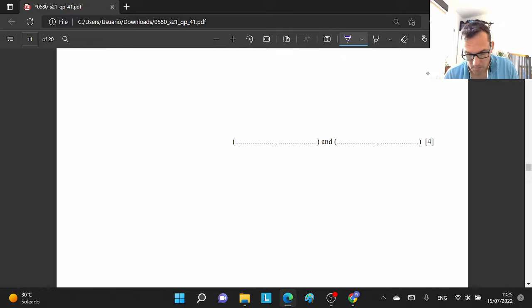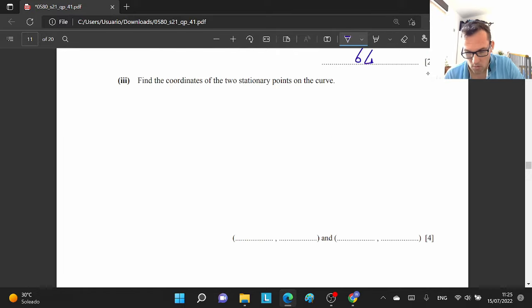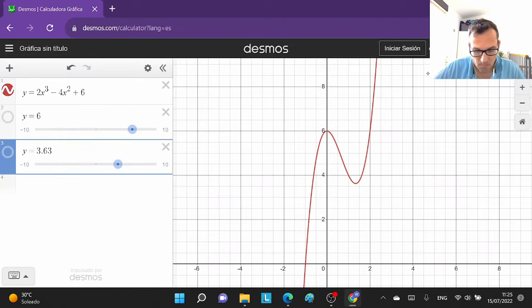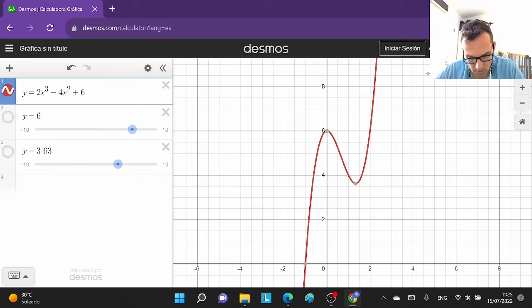Part 3. Find the coordinates of the two stationary points on the curve. Okay, let's look at that. That's the curve. It looks like the two stationary points will be these two points there, and there you can see that's actually the answers.